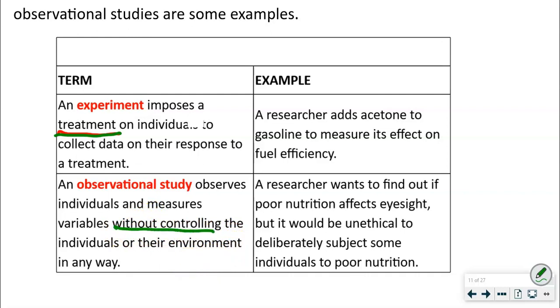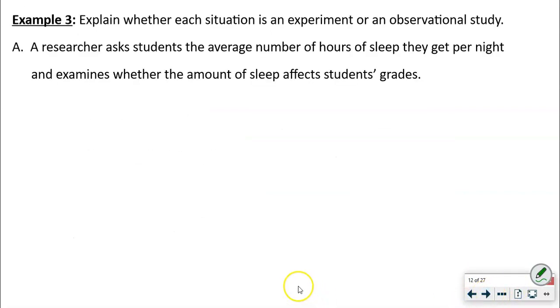Y'all see that right there? Here's the example. A researcher wants to find out if poor nutrition affects eyesight, but it would be unethical to deliberately subject someone to poor nutrition, right? Because it may actually cause problems with their eyesight. So that's when we would do an observational study, when it's unethical to cause deliberate harm to somebody, okay? All right, so now we're going to look at some examples here.